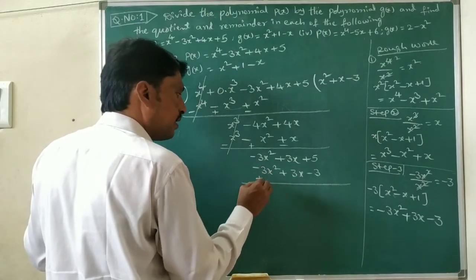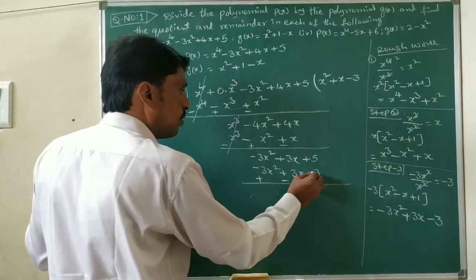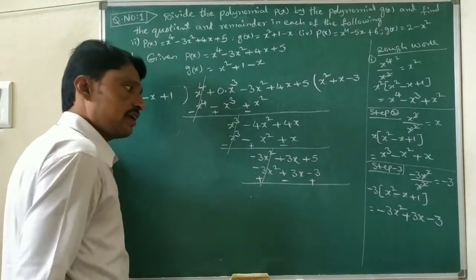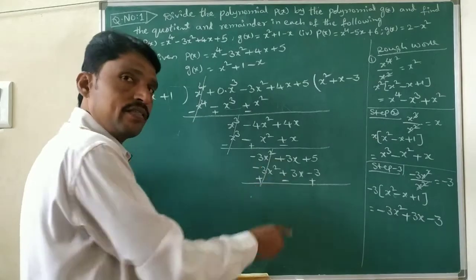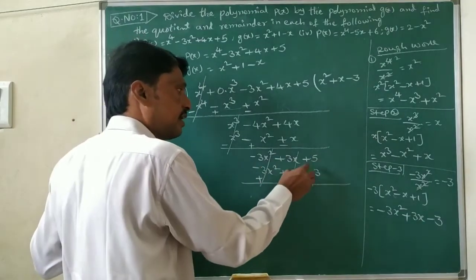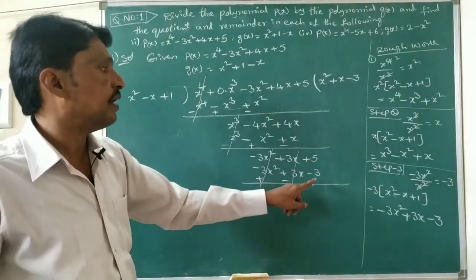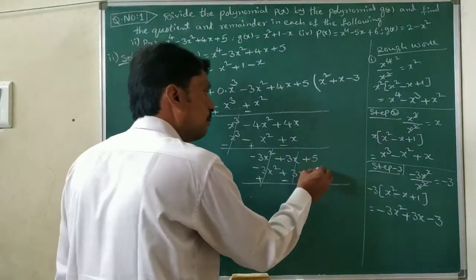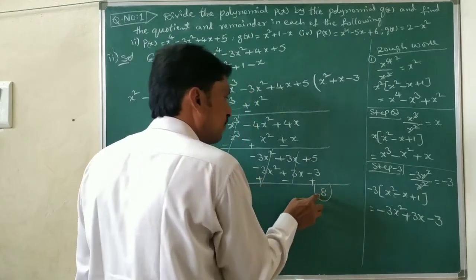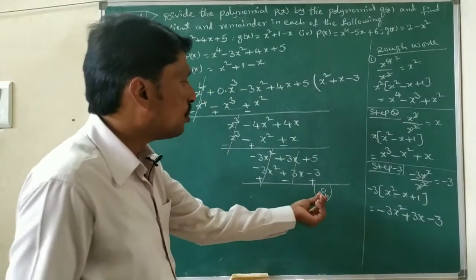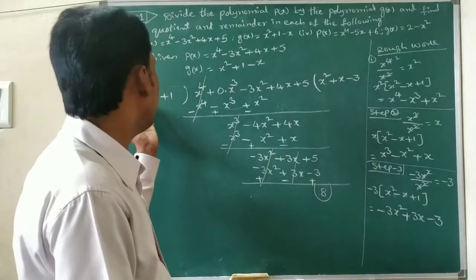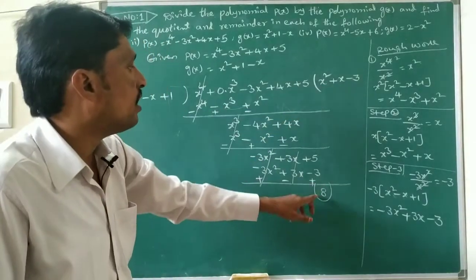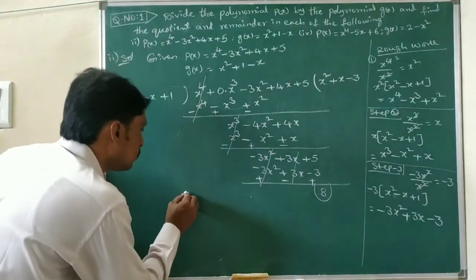This minus becomes plus, plus becomes minus, minus becomes plus. This is minus 3x square plus 3x square get cancelled, and here plus 3x and here minus 3x get cancelled. Here it is the plus 5 plus 3, both are plus means we need to add 5 plus 3, that is 8. So here we are getting the remainder 8. So this degree is also less than the g of x only. So here we got the q of x and r of x, that one you have to write it.